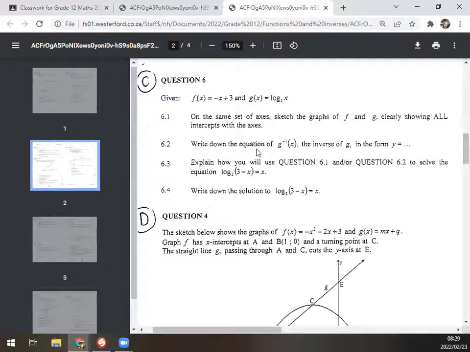Then they want you to write down the equation of the inverse of g, which we have actually already done up there, but it's that exponential graph. This is a difficult one, and I want you guys to spend some time thinking about it. Explain how you will use question 6.1 and or question 6.2 to solve this equation. This is a problem-solving question, okay? I will explain it to you tomorrow, but I want you to think about that for a little bit.